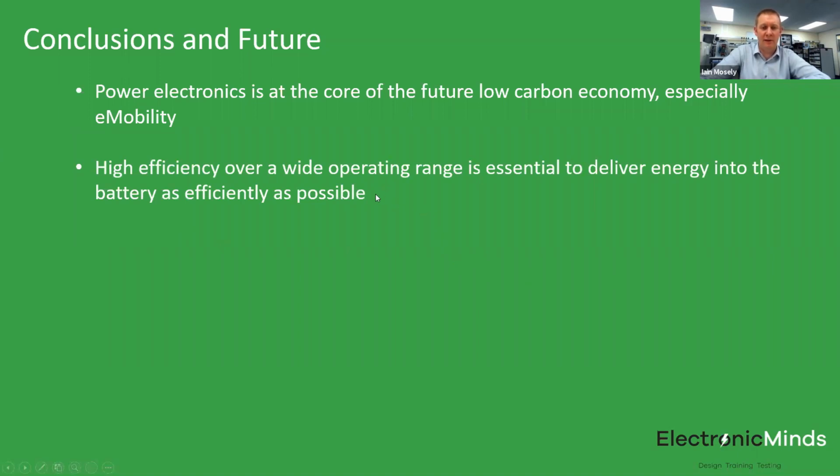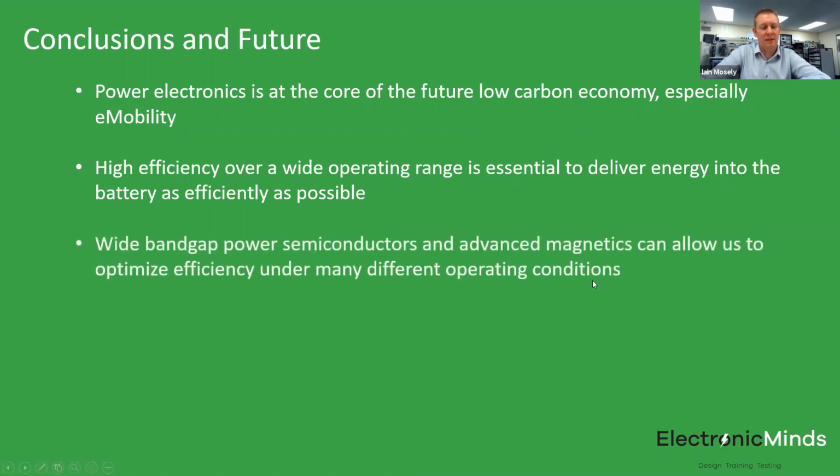Anywhere we're transferring a lot of energy around the place, high efficiency is absolutely essential for the success of these technologies. We just don't want to be burning and wasting energy as heat. Wide bandgap power semiconductors are a great way to meet some of the efficiency targets, and advanced magnetics can start to achieve some really high performance levels, but you've got to really control their design very carefully.